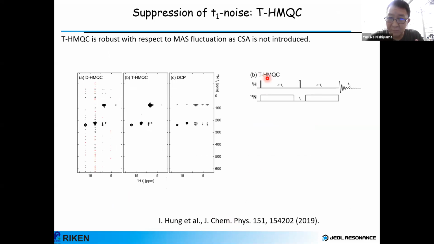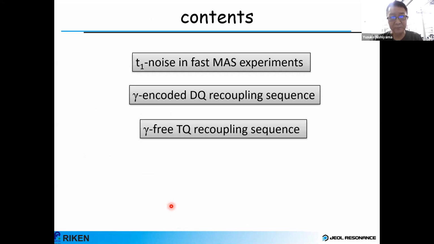In the THMQC experiment, instead of proton decoupling, long irradiation is applied to nitrogen-14 to decouple the proton nitrogen-14 dipolar coupling. In this experiment, no proton chemical shift anisotropy is introduced, and that gives us a clean NMR spectrum without T1 noise. This is also a very nice method to measure proton nitrogen-14 HMQC, published by Ivan and Zeong last year. So as you can see, there are several methods to suppress T1 noise in the HMQC experiment.